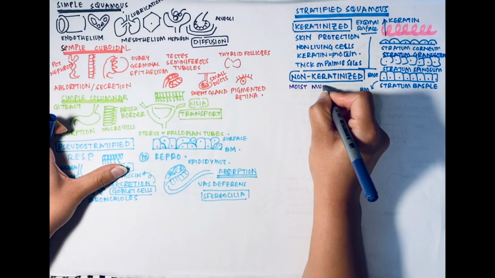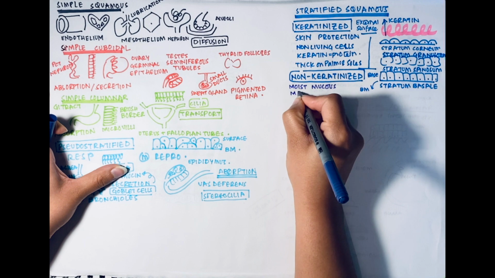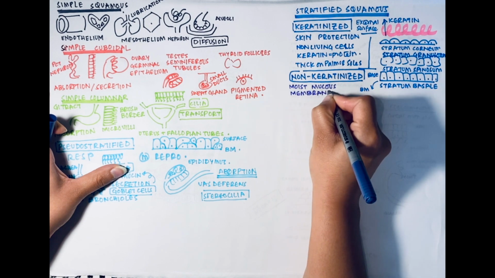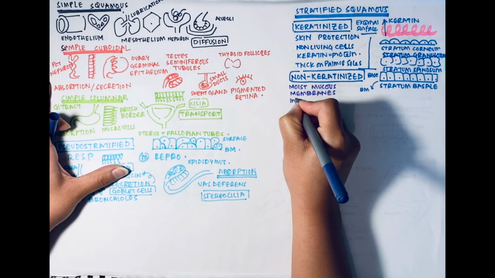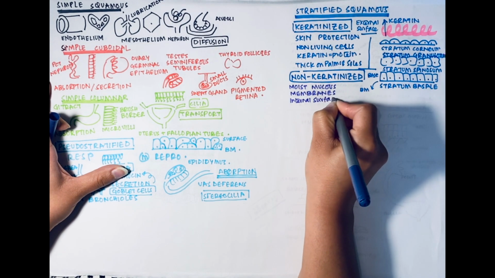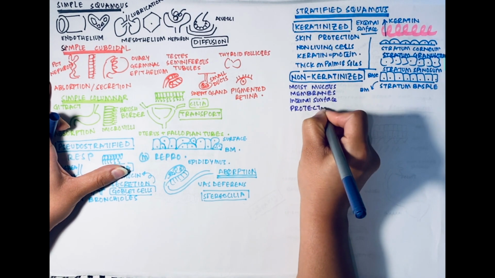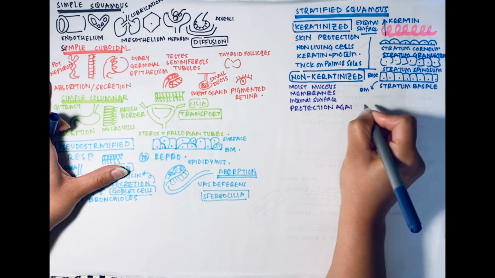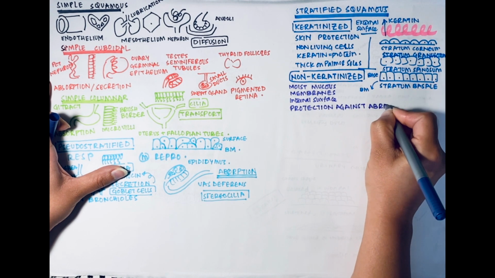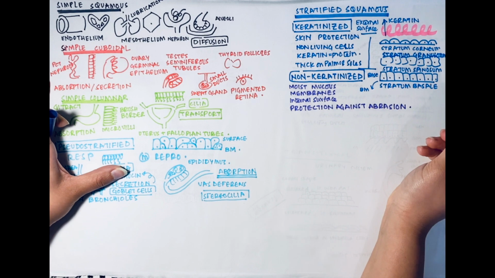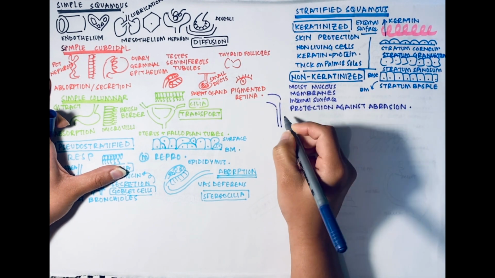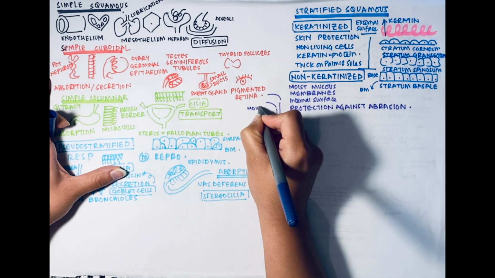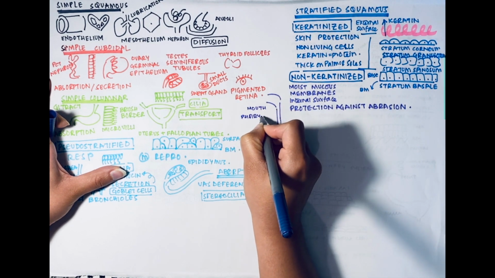Non-keratinized epithelium forms the moist mucous membranes, and it lines the internal surfaces of our body that are connected to the outside in some way. And this, of course, is to provide protection against abrasion, but also lubrication, which is why they're not keratinized, because we don't want to prevent water loss. We want some kind of lubrication there because it helps in the function.